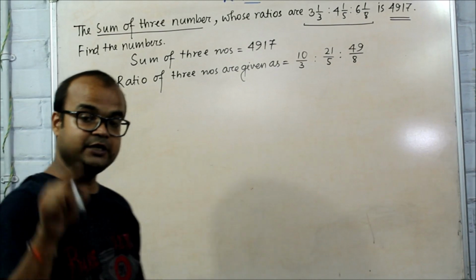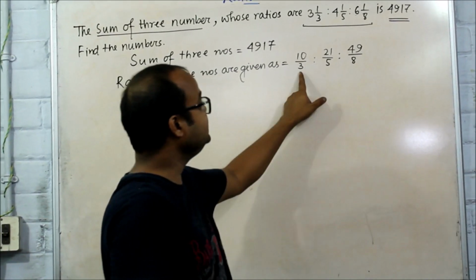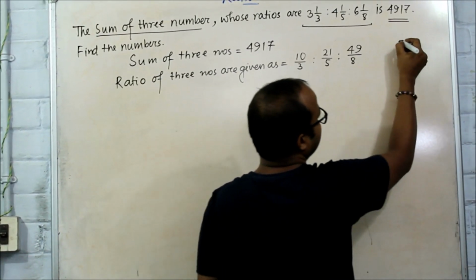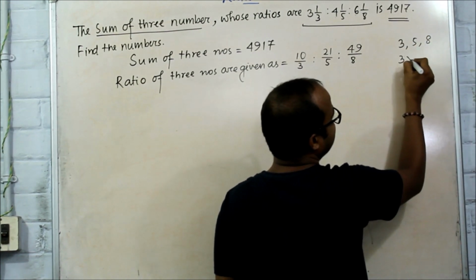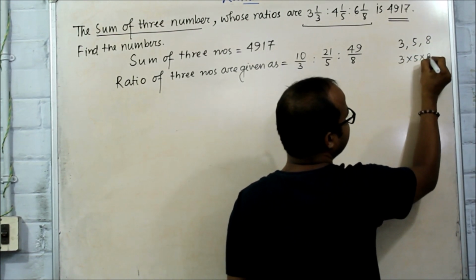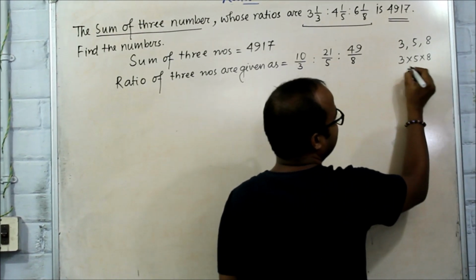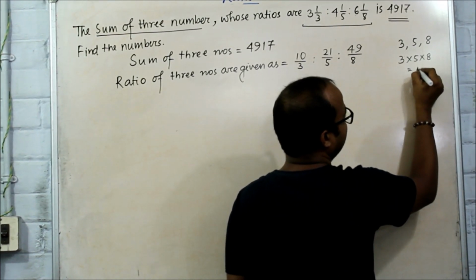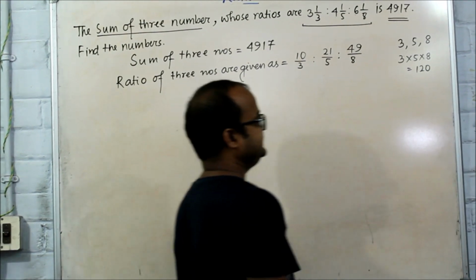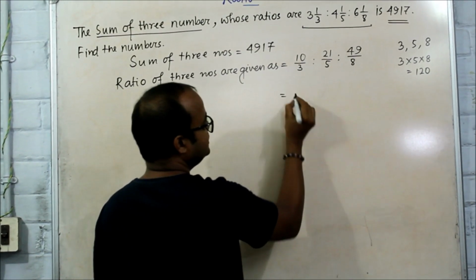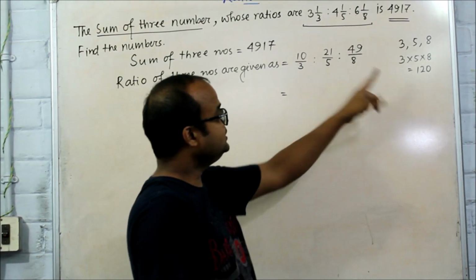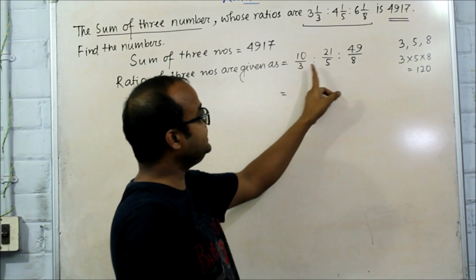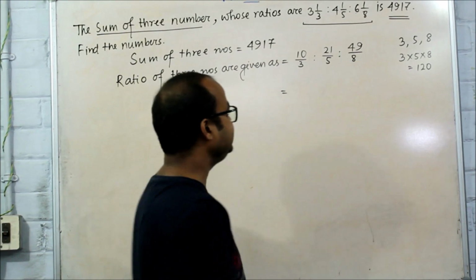Now we need to find the LCM of the denominators. So the denominators are 3, 5, 8. The LCM will be 3 into 5 into 8. So 3 fives are 15, into 8, that is equal to 120. So once you find the LCM, then you need to multiply each part with 120.